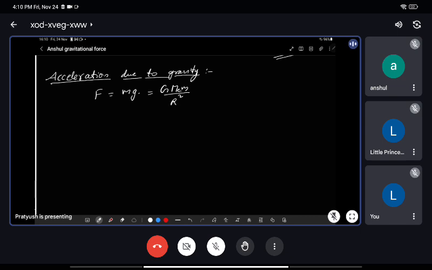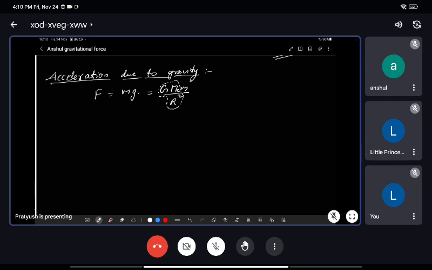If this r is the radius of Earth and the mass is the mass of Earth, then this is the force acting between Earth and the body. This part is constant, and the value of this part is equal to capital G. Getting it? From here we can write small g is equal to GM upon the square of radius. Now how will it vary on Earth?